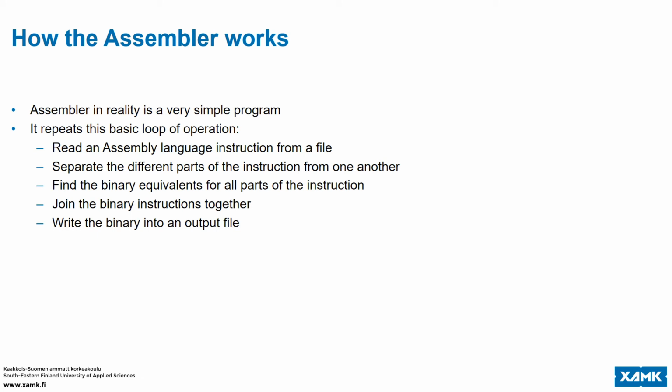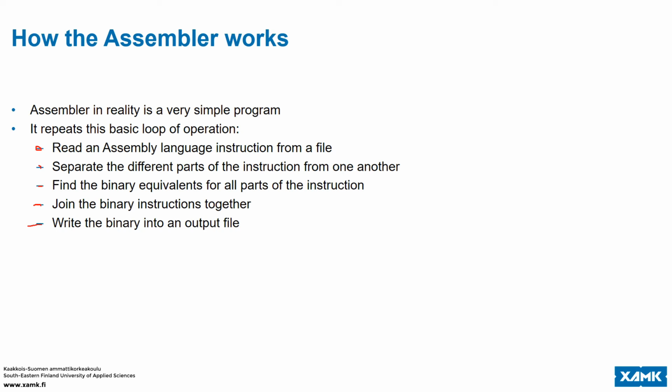When we say we could easily build an assembler, I really mean it. The assembler is in reality a very simple program. It basically repeats one loop of operation. It begins by reading an assembly language instruction from a text file. Then it separates the different parts of the instruction from one another, finds the binary equivalents for all parts of the instruction, joins the binary instructions together, and writes binary into an output file.